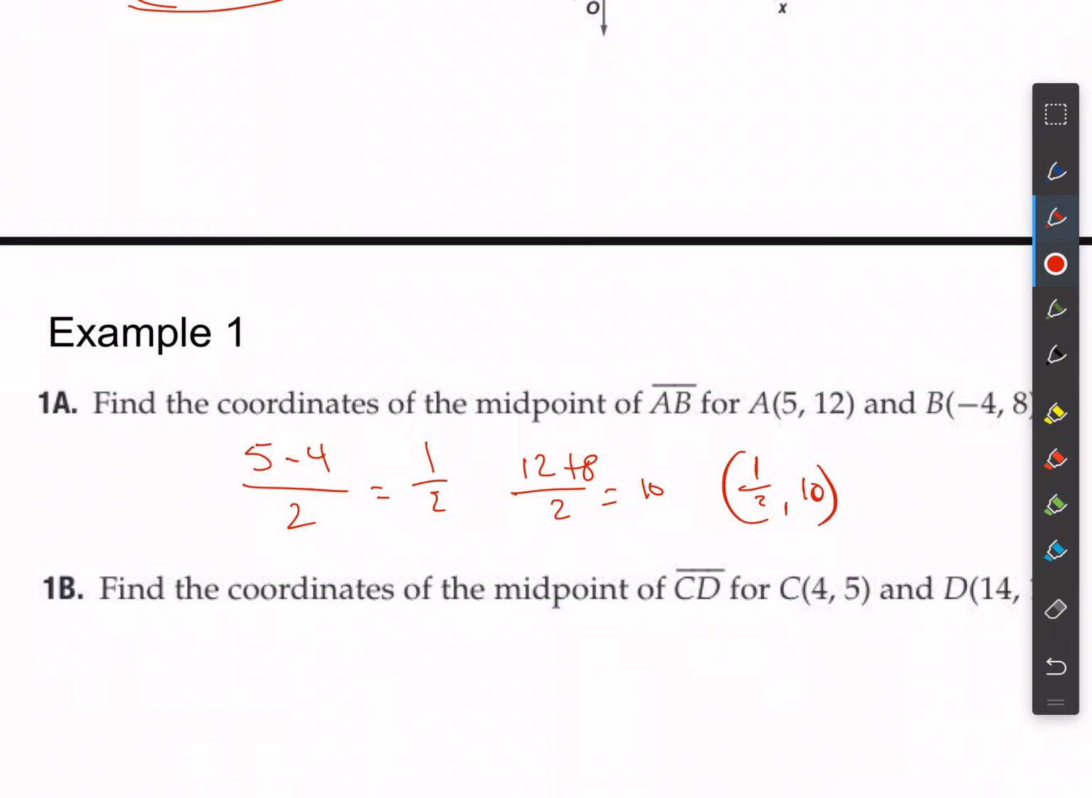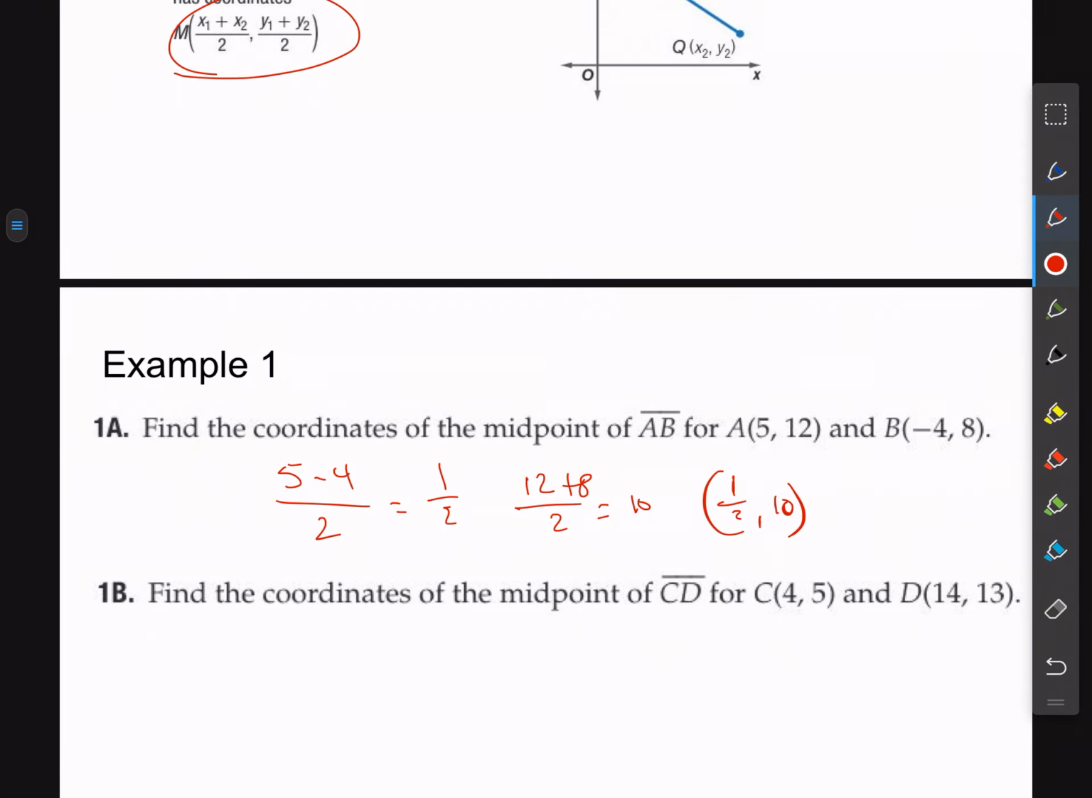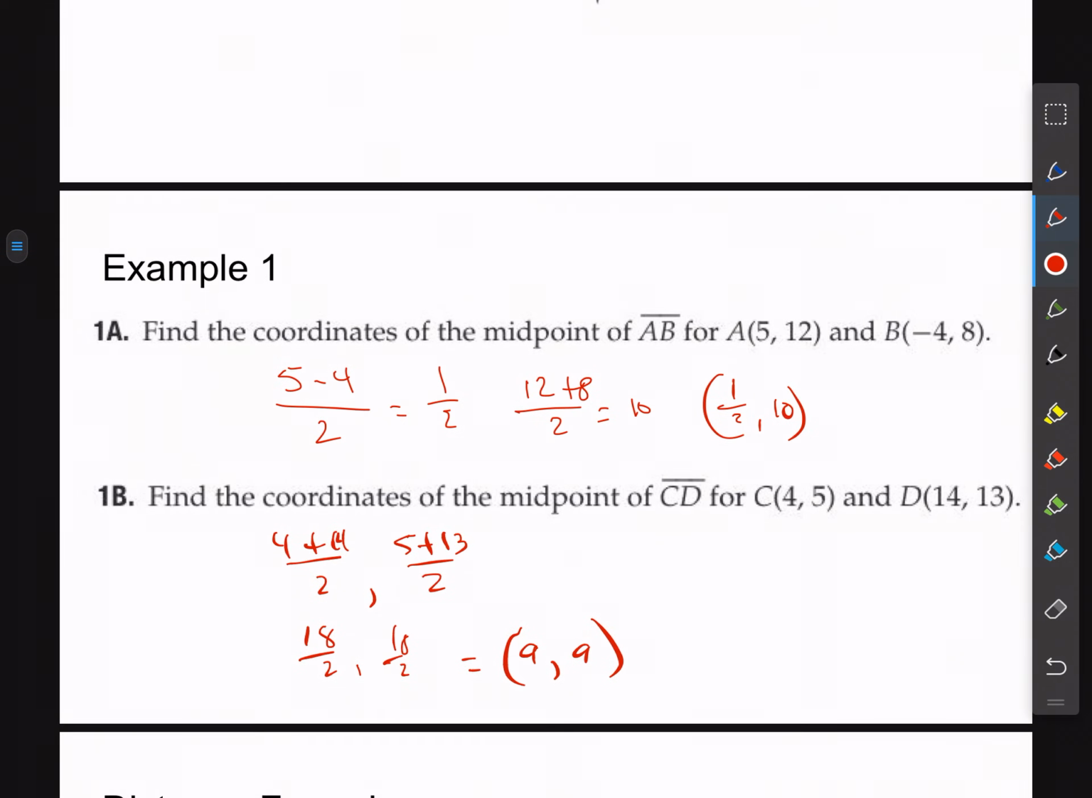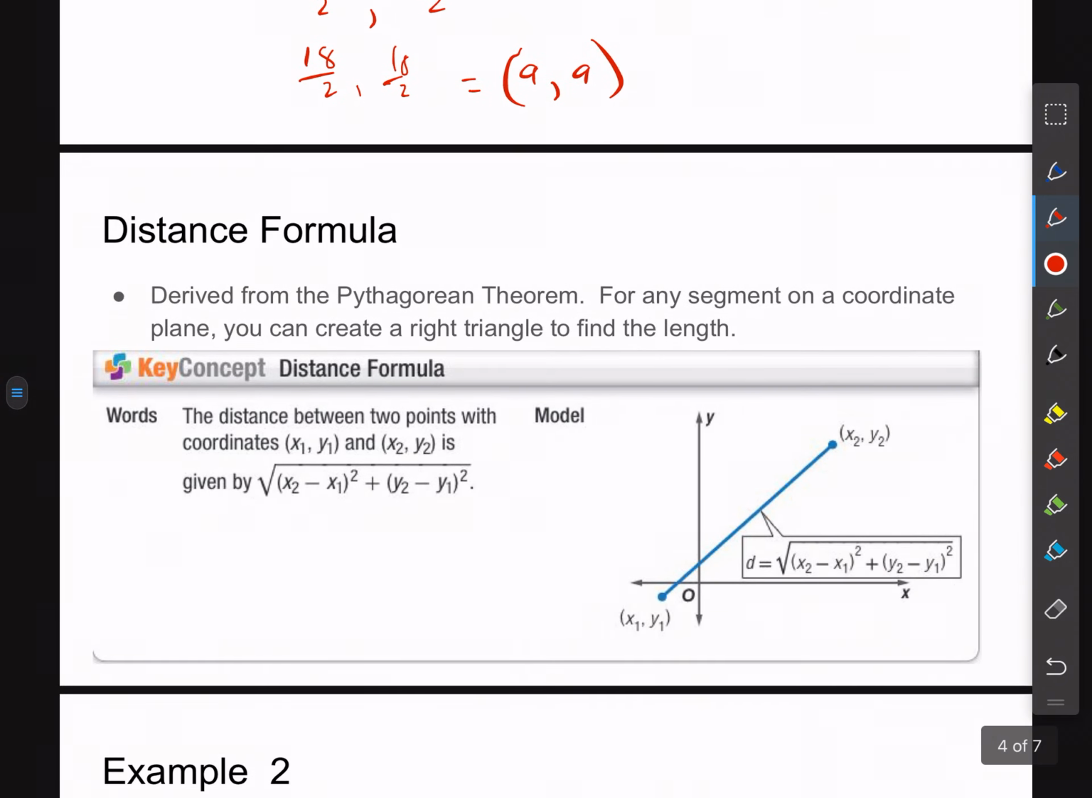Okay, then looking at 1b. For 1b, we'll do the same thing here. So let me just zoom out a little bit. Here we go. So add the x's together. 4 plus 14 divided by 2. And then we have 5 plus 13 divided by 2. Both of these are going to give me 18 over 2, which equals 9. So our coordinate for the midpoint of that would be (9, 9). Alright, so that's midpoint, you guys. Again, this is review. It's going to go pretty quick.